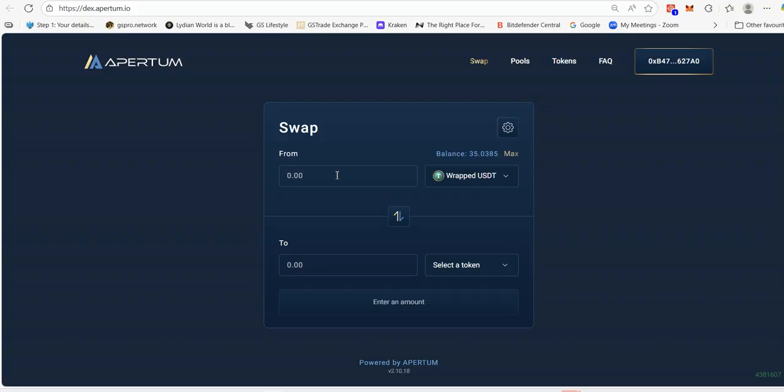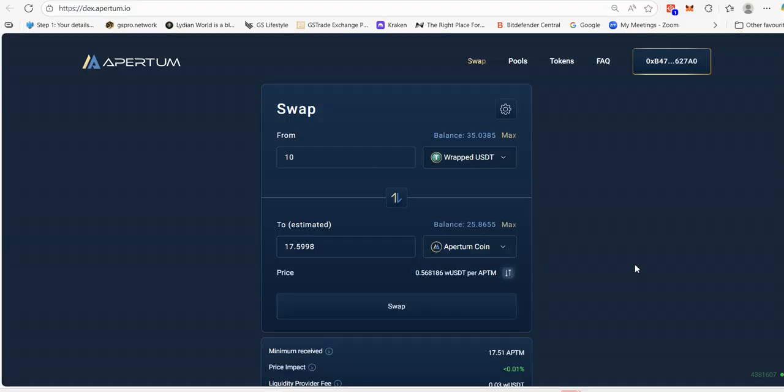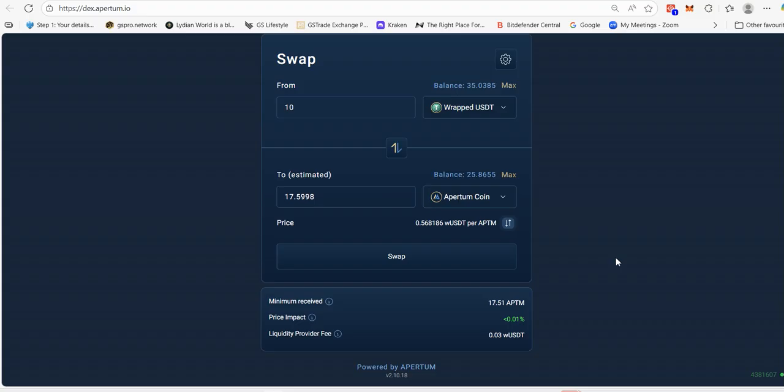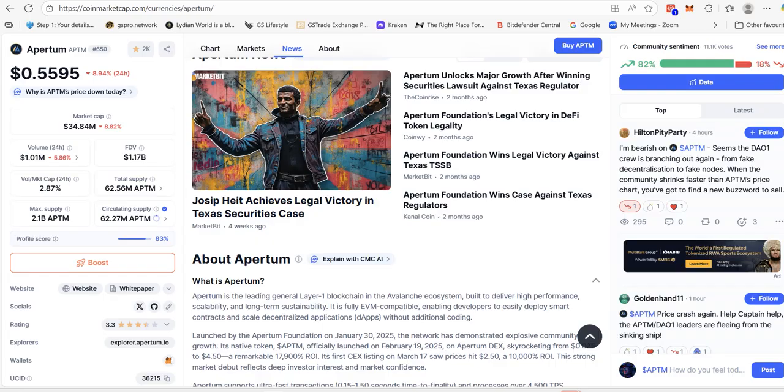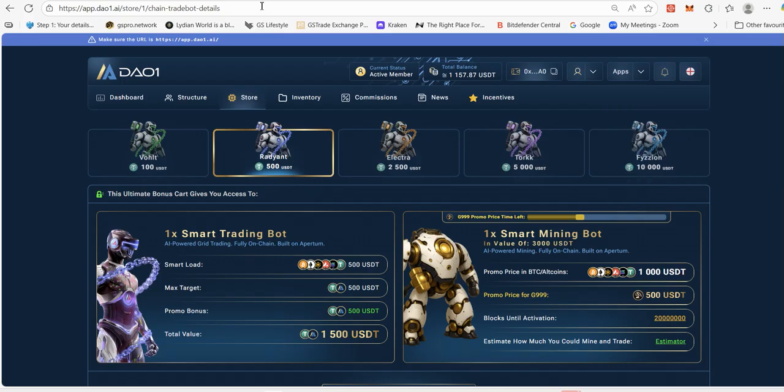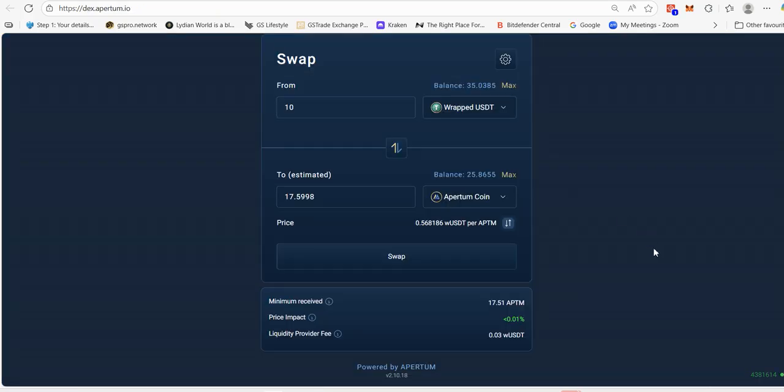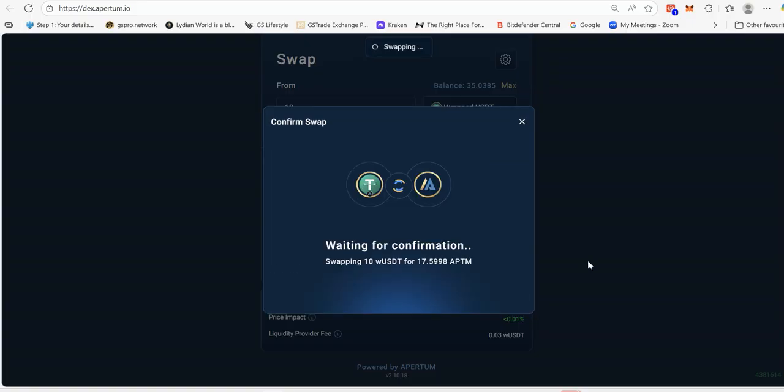If I wanted to do, say, $10, I'm going to swap that, and I'm going to select Pertum. Basically I'm taking Pertum out of supply, and I'm dollar cost averaging because I believe this price, 55 cents, is going to go up significantly in the next 3 to 5 years, right? So let's do it. This is quite fun. I'm going to swap it. I'm going to get 17 Pertum tokens at the current price, which is cool. Dollar cost averaging, confirm swap.